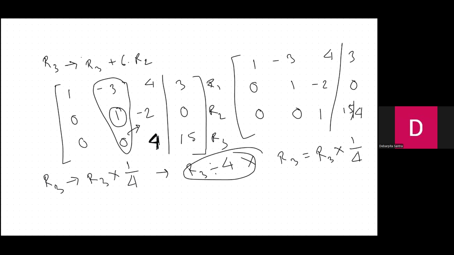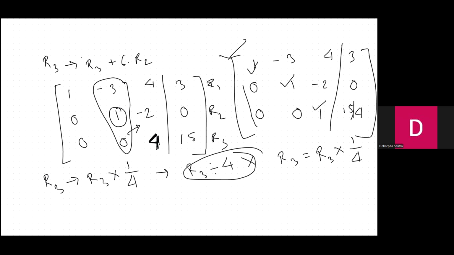Okay. So this one is at the appropriate place, this one is at the appropriate place, this one is at the appropriate place. All the elements below the diagonal elements are 0. So this matrix is in the row echelon form. So we have obtained our desired matrix. Now we have to do the back substitution. That is the last step of the Gauss elimination method. We have to do the back substitution.